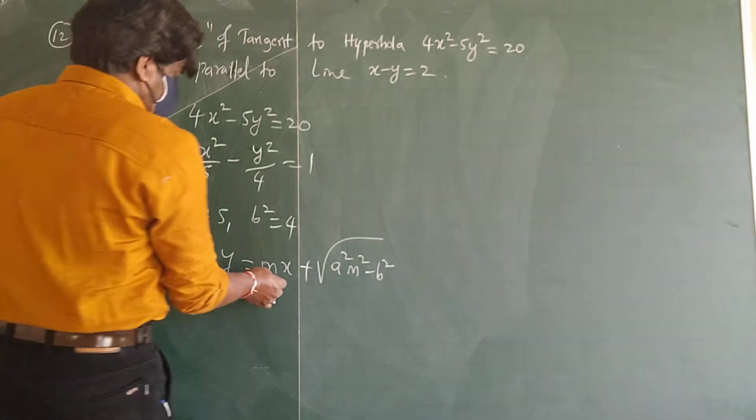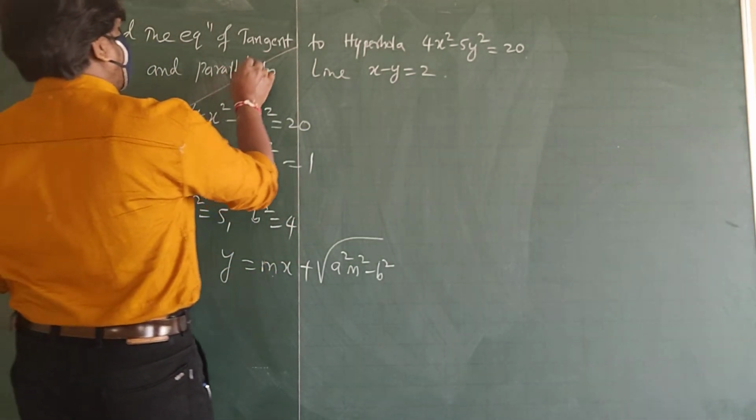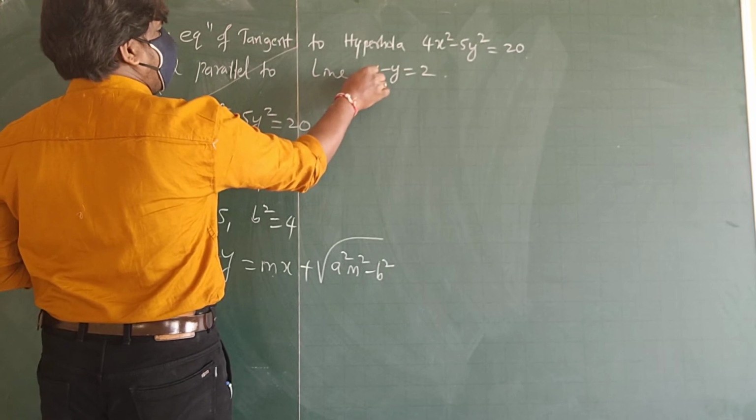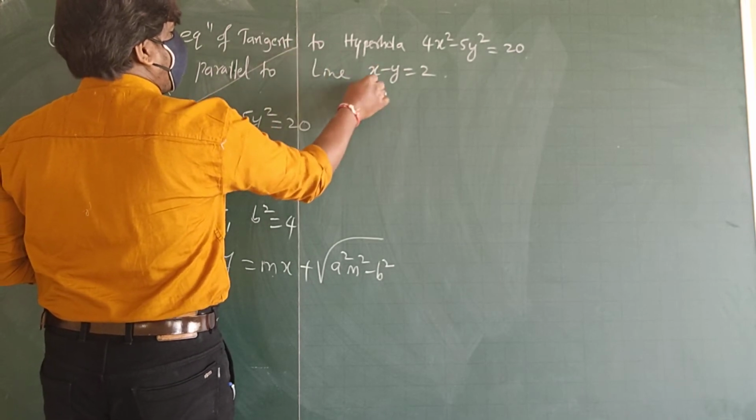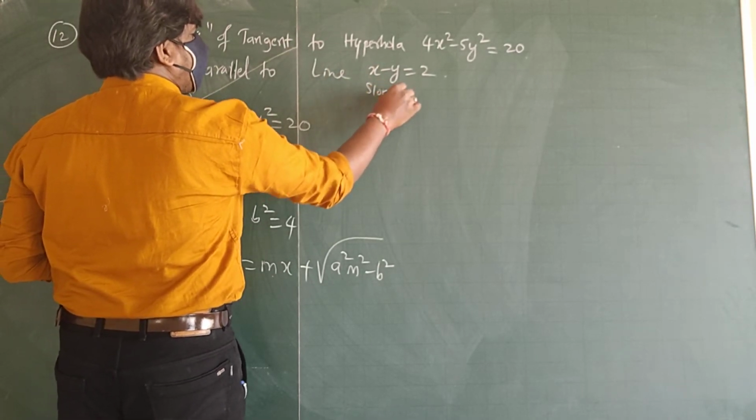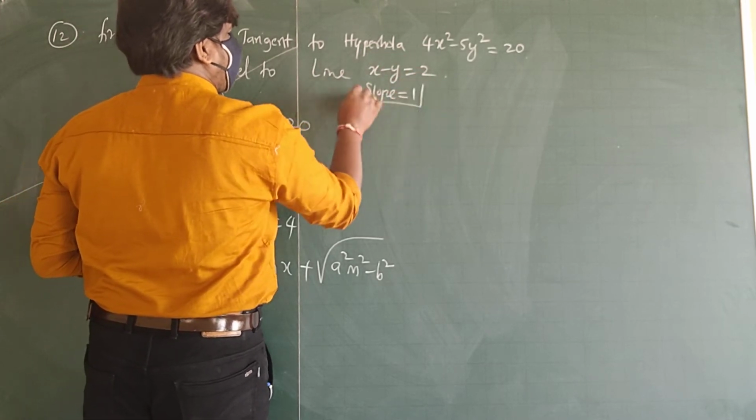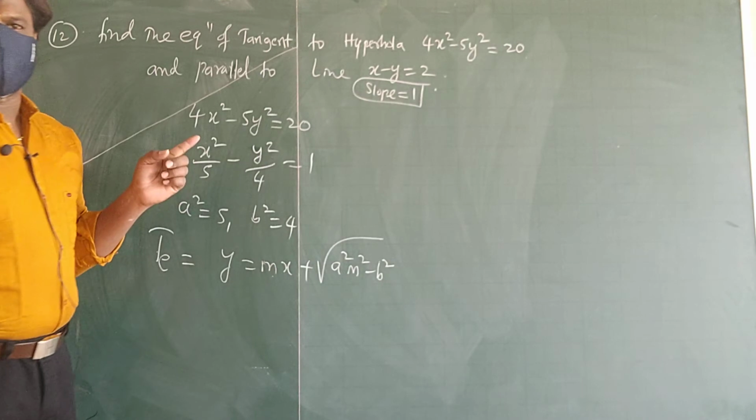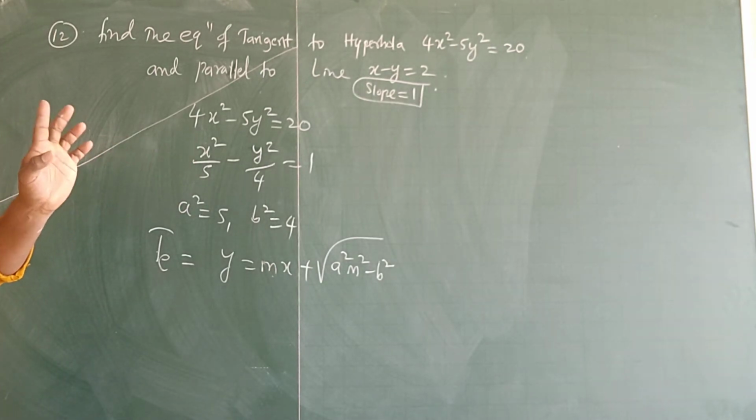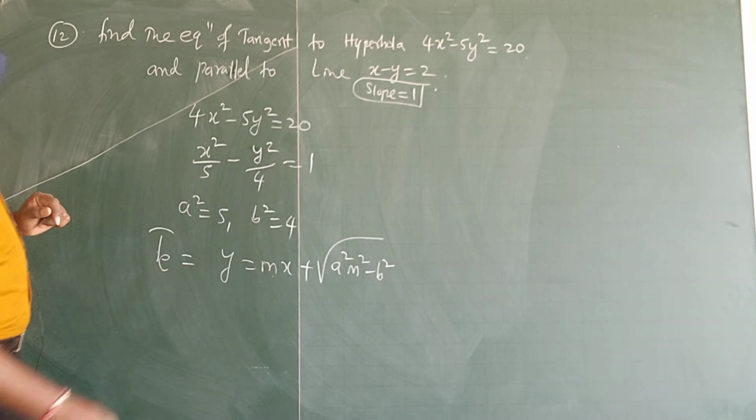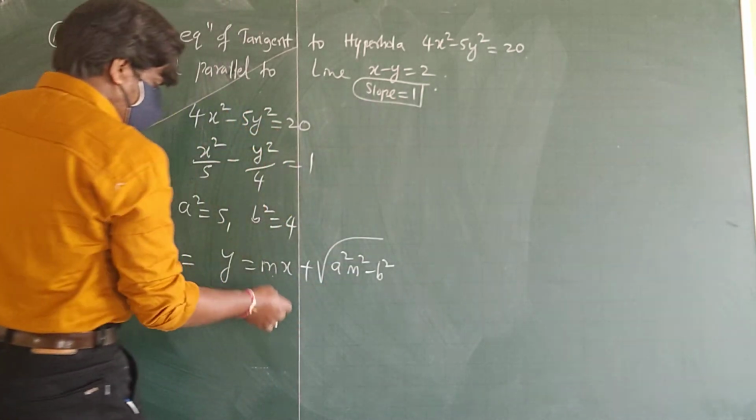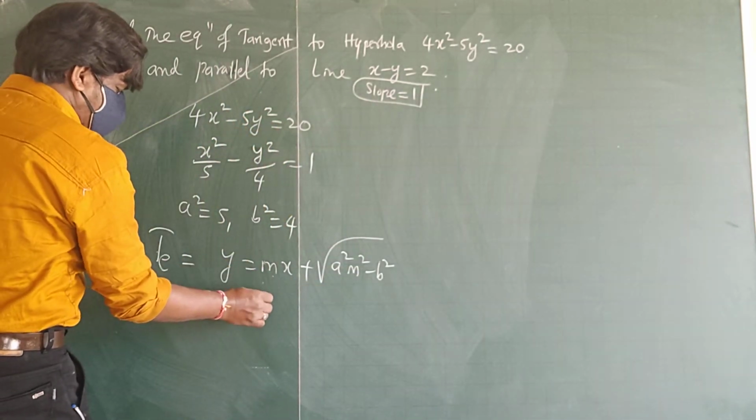So you can find the slope here. If this tangent is parallel to this line, then what is the slope of this line? Slope of this line is minus x coefficient by y coefficient. Coefficient of x is 1, so minus 1 by minus 1 is plus 1. So this line's slope is 1. Then the slope of the tangent is also 1. So m is equal to 1.